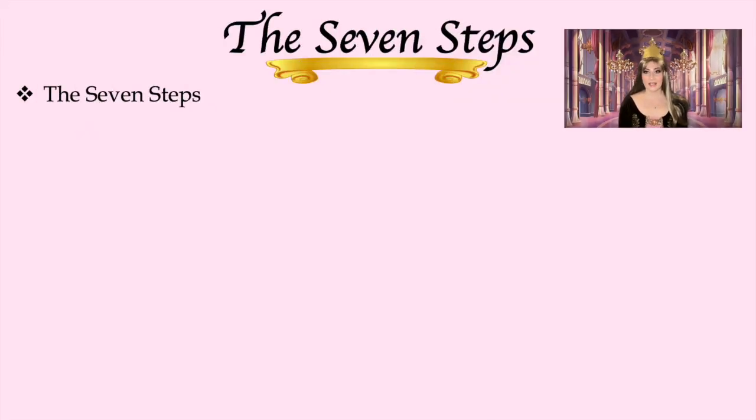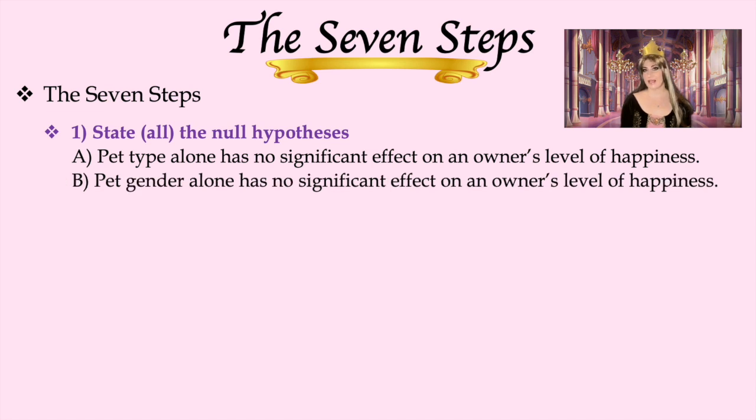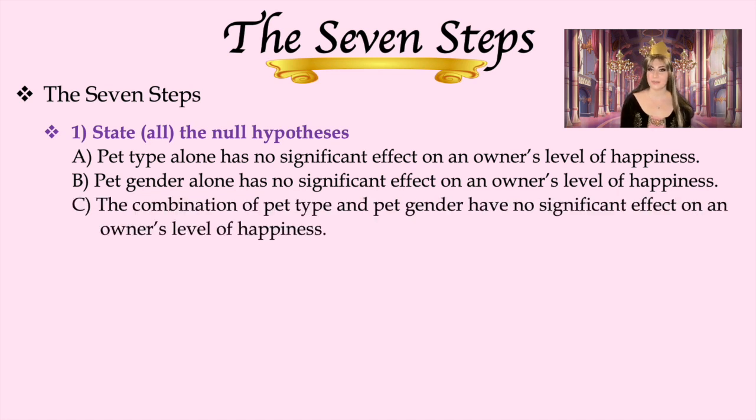Here we go. Step 1 is to state all the possible null hypotheses. Let's go one variable at a time. The first independent variable is the pet type, and we could say that pet type alone has no significant effect on an owner's level of happiness. Our second independent variable is pet gender. Pet gender alone has no significant effect on an owner's level of happiness. The last thing we have is our interaction. The combination of pet type and pet gender have no significant effect on an owner's level of happiness.